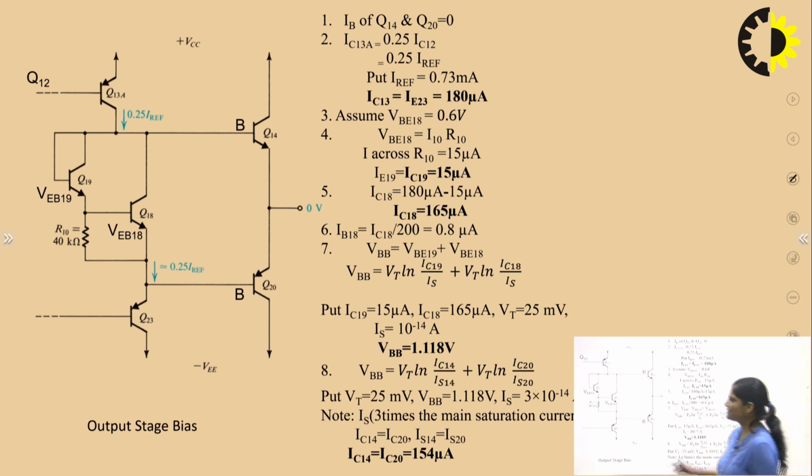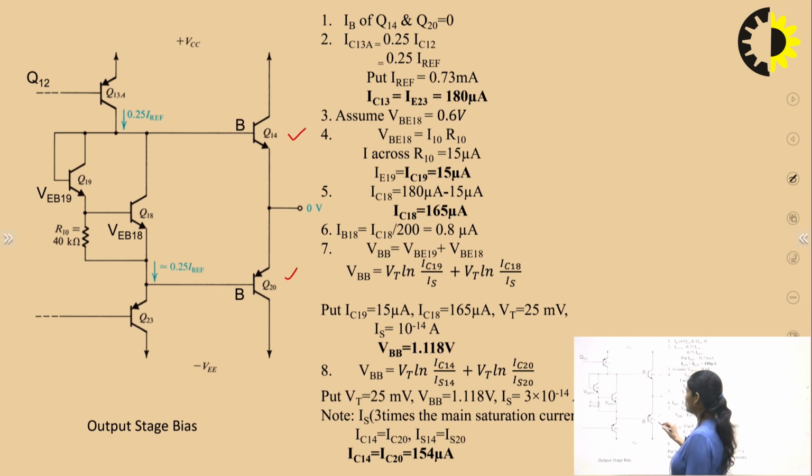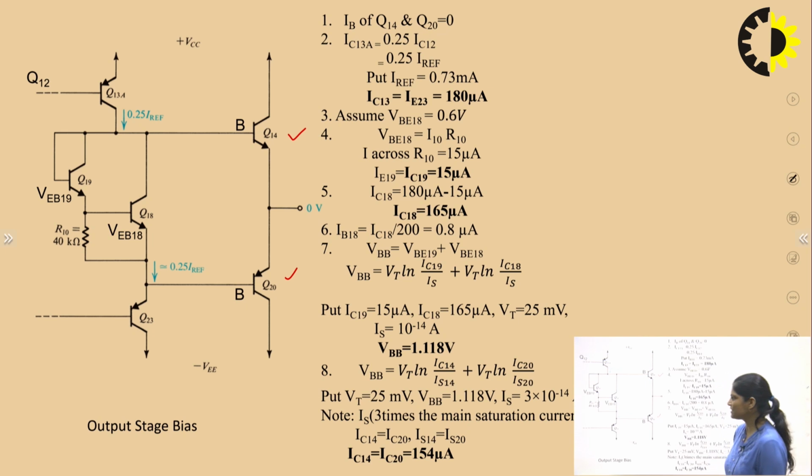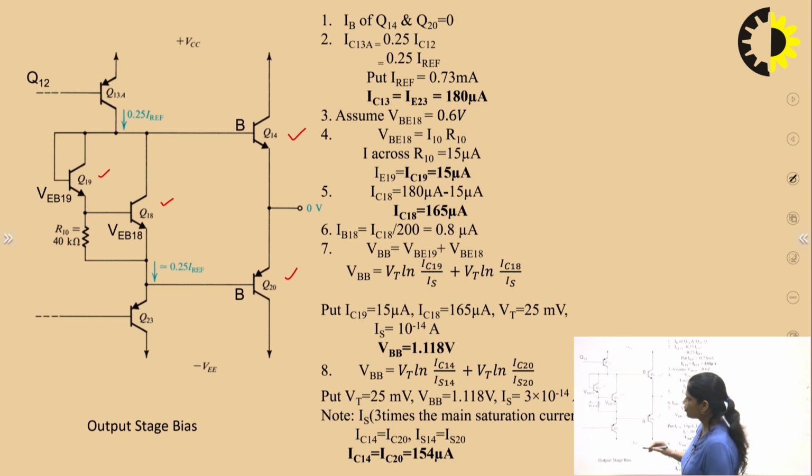Now in this circuit diagram you can see that the two transistors Q14 and Q20 are for the output stage. These are the voltage drops across this transistor and this one. The addition of these two voltage drops across transistors Q18 and Q19 is equal to the voltage drop across this output stage.